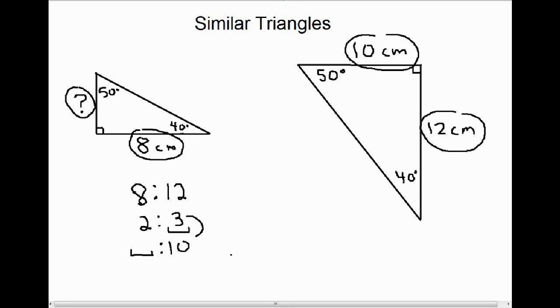So if we use our calculator to see what we multiply 3 by to make it 10, we have to do 10 divided by 3. And 10 divided by 3 is 3 1/3, or 3.33333, and so on. So we have to multiply 2 times 3.333, because that's what we multiplied 3 by. And when we multiply 2 times that, we get 6.6 repeating. So the length of that unknown side there is 6.6 with a repeating decimal.